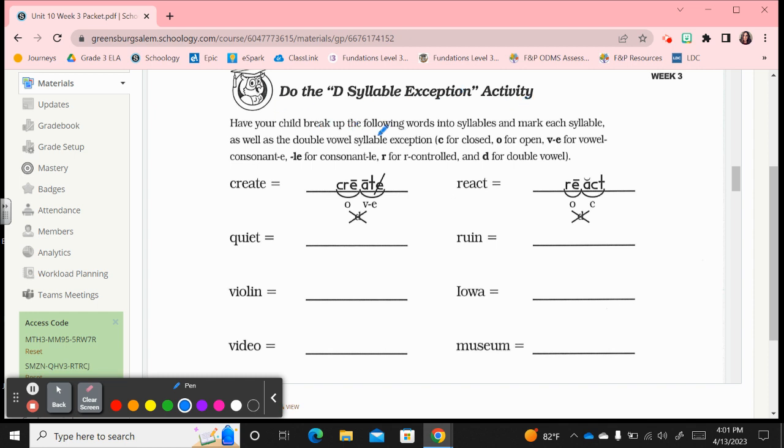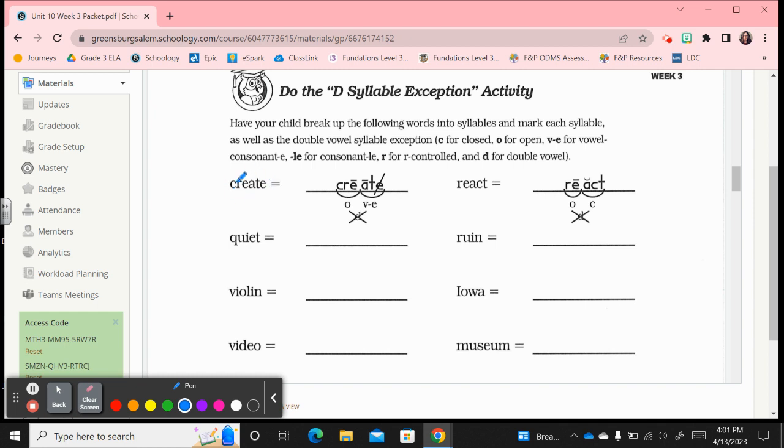Okay, the next page says do the double vowel syllable exception activity. Have your child break up the following words into syllables and mark each syllable, as well as the double vowel syllable exception. You're going to write C for closed, O for open, VE for vowel consonant E, consonant LE for the consonant LE, R for R controlled, and now wow, D for double vowel. Okay, so notice how they did this. I might do the markings here so I don't have to rewrite it, but you may rewrite it on your own. So the double vowel exception is when you have two vowels together, but they are in different syllables.